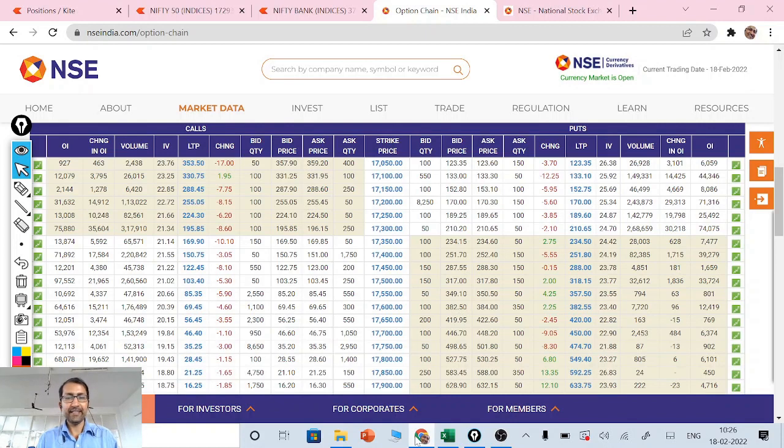Today, 18th February 2022, it's going to be a very important trading day, the last day of the week. So let me present before you the Nifty and Bank Nifty levels and the market data for today.